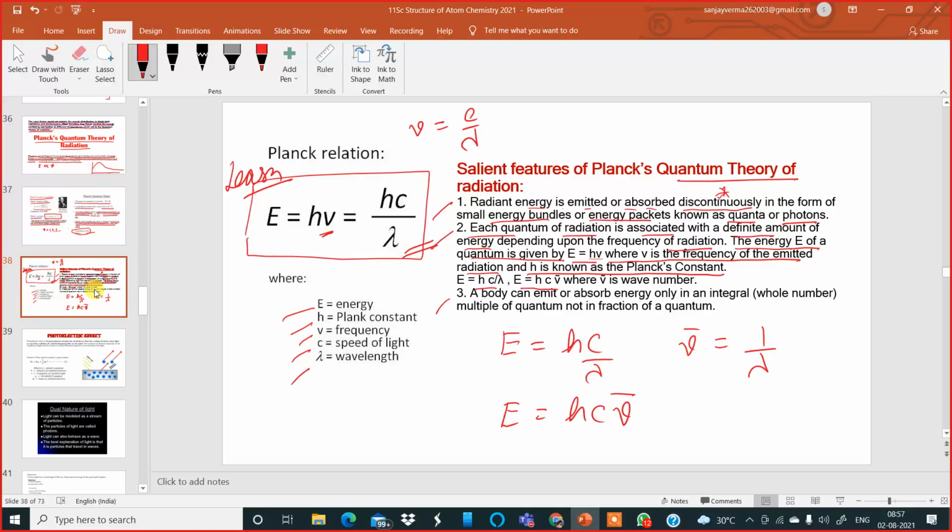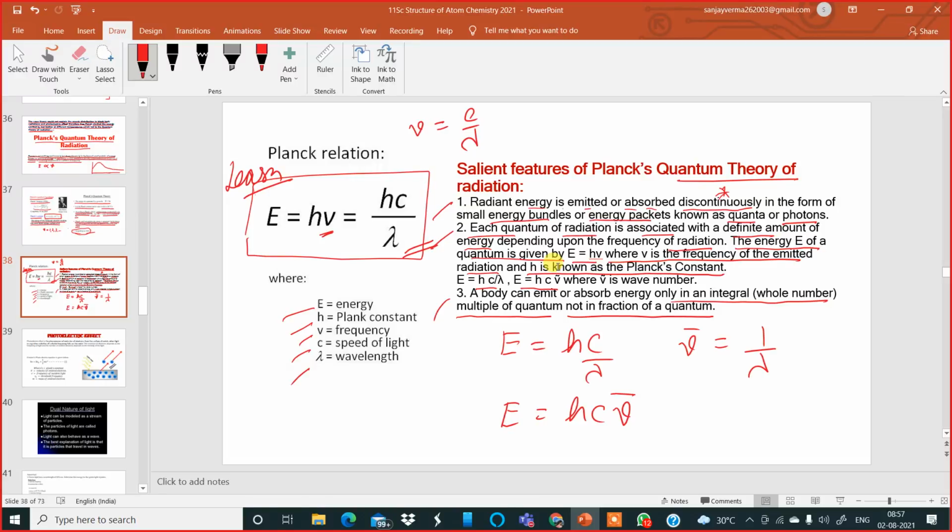Okay. Now, number 3, a body can emit or absorb energy only in an integral whole number multiple of quantum and not in fraction of a quantum. So remember, under Planck's quantum theory of radiation, energy which is given out, which is emitted or absorbed, is always in an integral whole number multiple of quantum. It is never a fraction. So that is one question which can be asked under true and false or under multiple objective choice questions.